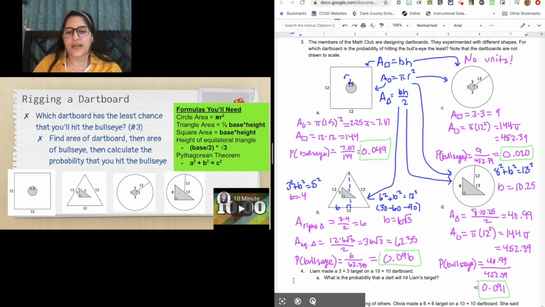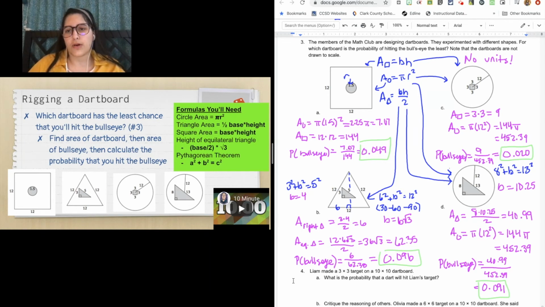All right, everybody. So I hope you had a chance to try those 4 problems to figure out what the probability is of the bullseye for each one. I'm not going to work through the whole thing. I'm not going to talk through all of them. But I'll give you a general overview, like the steps that I used in order to solve these problems.